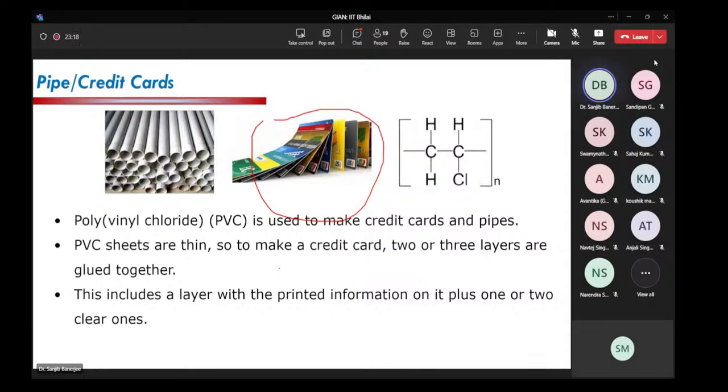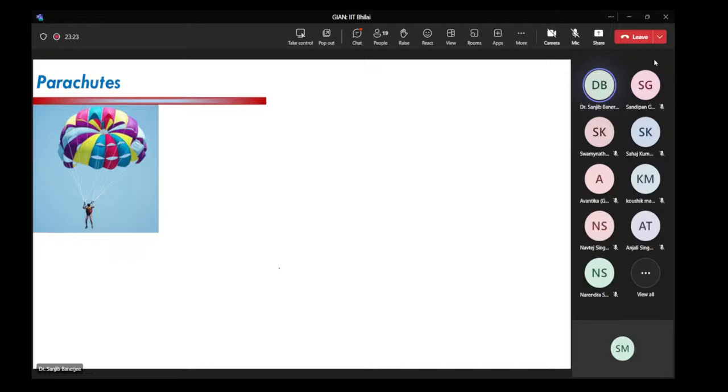Okay. Now we have come to the next image. This is an image of a parachute, right? My question is not on the nature of the polymer which is used. My question is what kind of property you need in this material which is used here in this umbrella. What kind of property are you looking for? Can you name those properties? Can you type it in the chat? What kind of property is required of a polymer which is used in this parachute? Okay, I'll wait for 2 minutes.